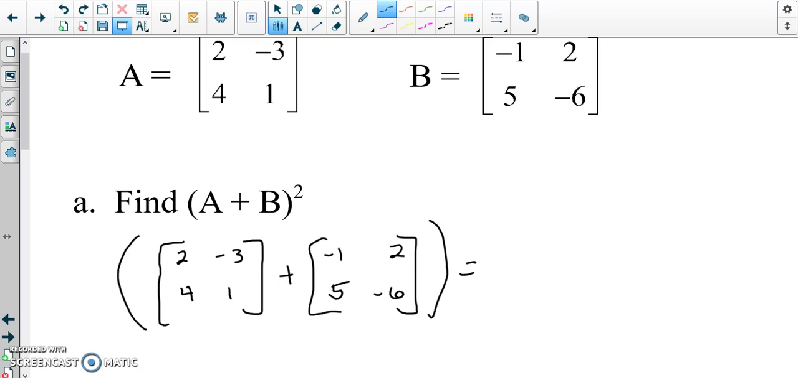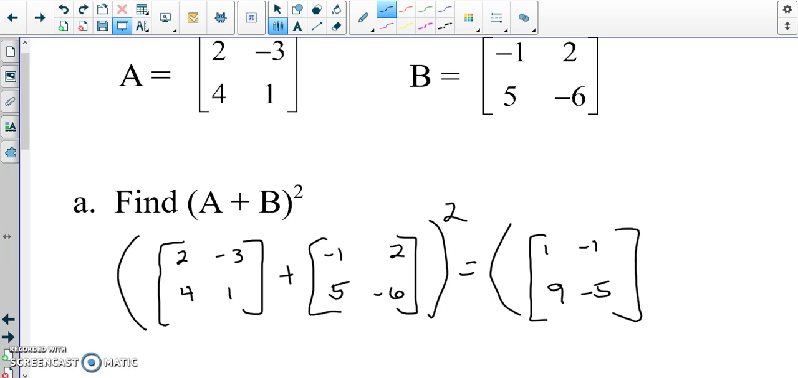Add those two together. When I add those together, I'm going to get 1. -3 plus 2 is -1. 4 plus 5 is 9. And then 1 plus -6 is -5. And so now we square that. We got 1, -1, 9, -5.